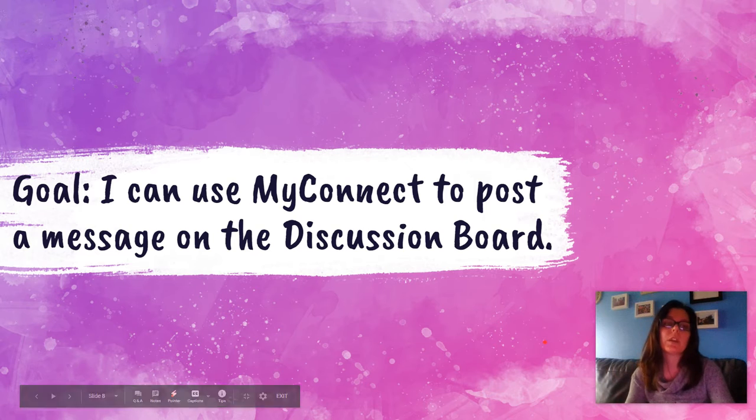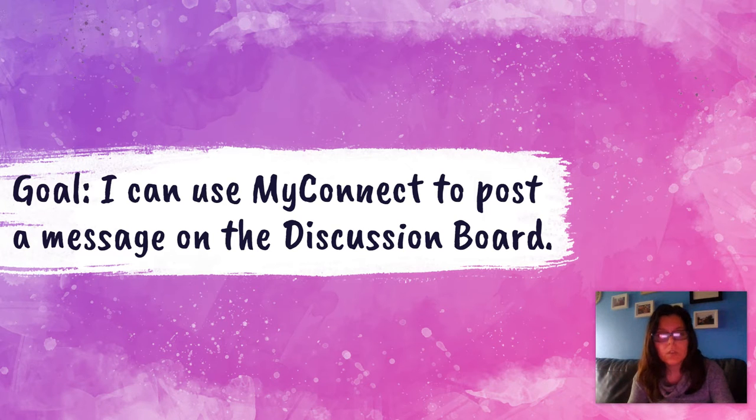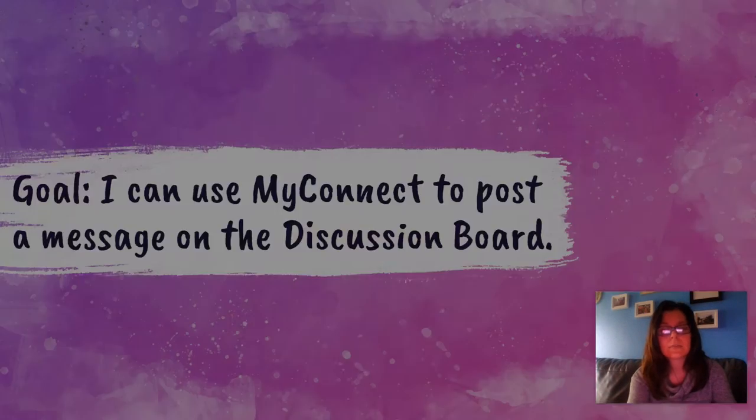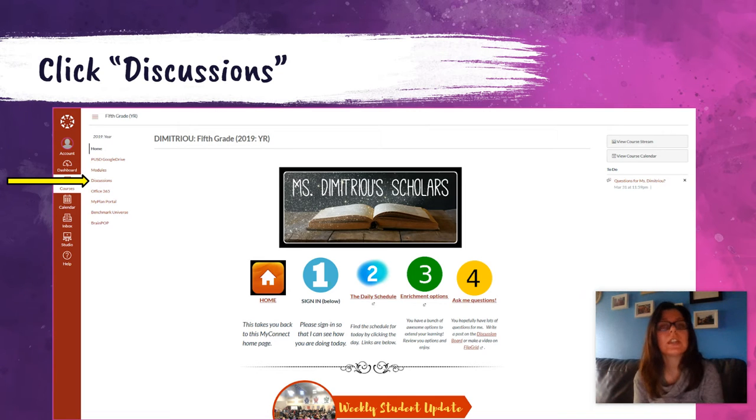The second thing I want to go over is how can you use My Connect to post a message on the discussion board. Now, again, this is a little review. Some of you have already been doing this, which is awesome. I just thought coming back from spring break, it would be a good time to review these things. So the first thing you're going to do is you're going to go onto my Connect page. You're going to click discussions.